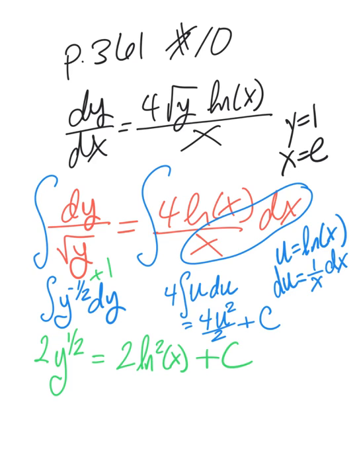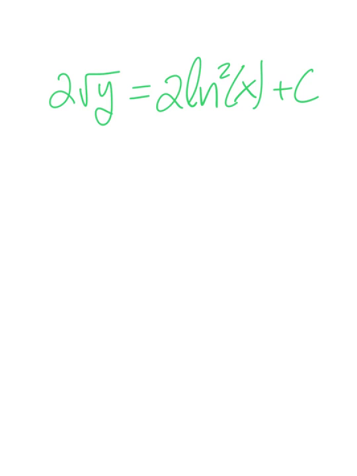Well, we still have to get the y by itself. So, hold on one second. Oops, that's not how I wanted to do that. Let's see. I'm just going to rewrite it out over on the next page. So it was 2 y to the 1/2, which is really the square root of y. That helps us, equaling 2 natural log squared of x plus c.